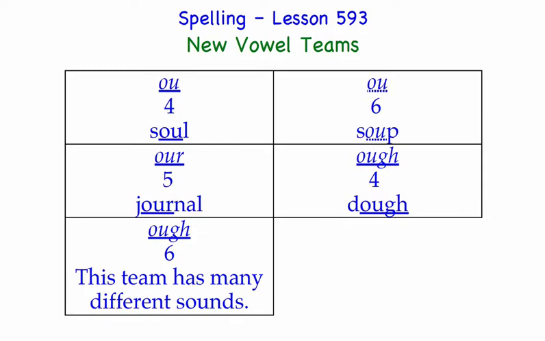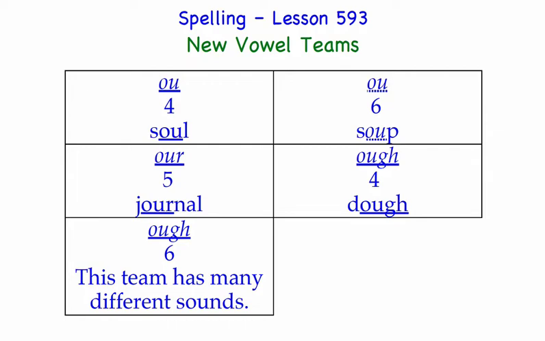We are in lesson 593. This is a spelling dictation lesson, and in this lesson we are going to be spelling words that contain the teams that you see on this screen. We are adding new teams that contain OU. OU in the word soul represents the long O sound.